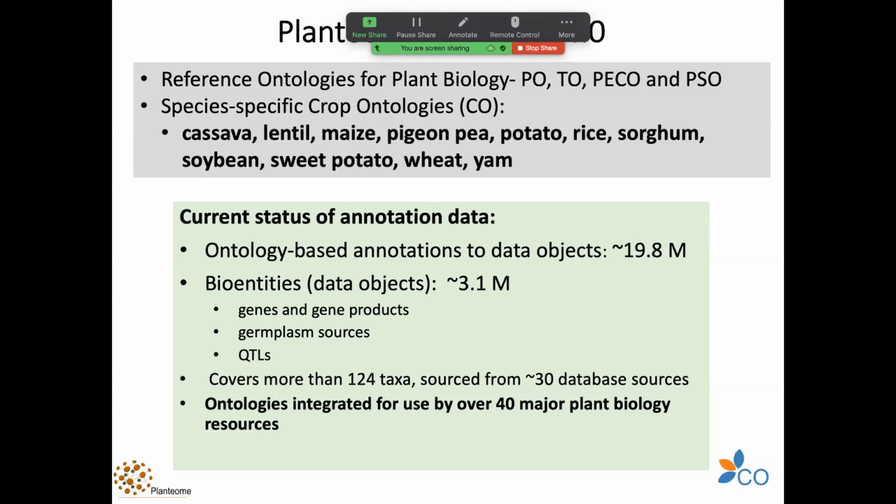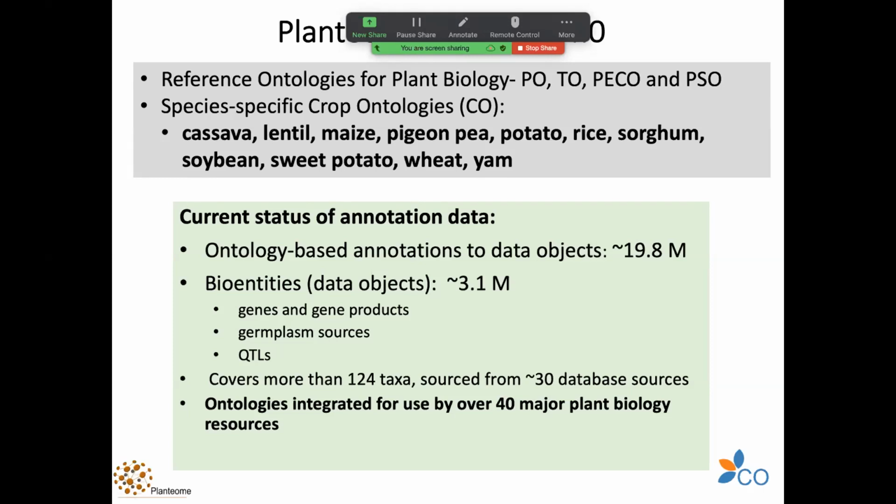And they're listed here: cassava, lentil, maize, pigeon pea, potato, rice, sorghum, soybean, sweet potato, wheat, and yam. And so these are bringing in breeder traits and breeder variables that they're interested in using in their breeding programs. And we host a large amount of annotation data. We have almost 20 million ontology-based annotations to about 3.1 million data objects, which are mostly genes and gene products, germplasm sources, and some QTLs and mutant data.